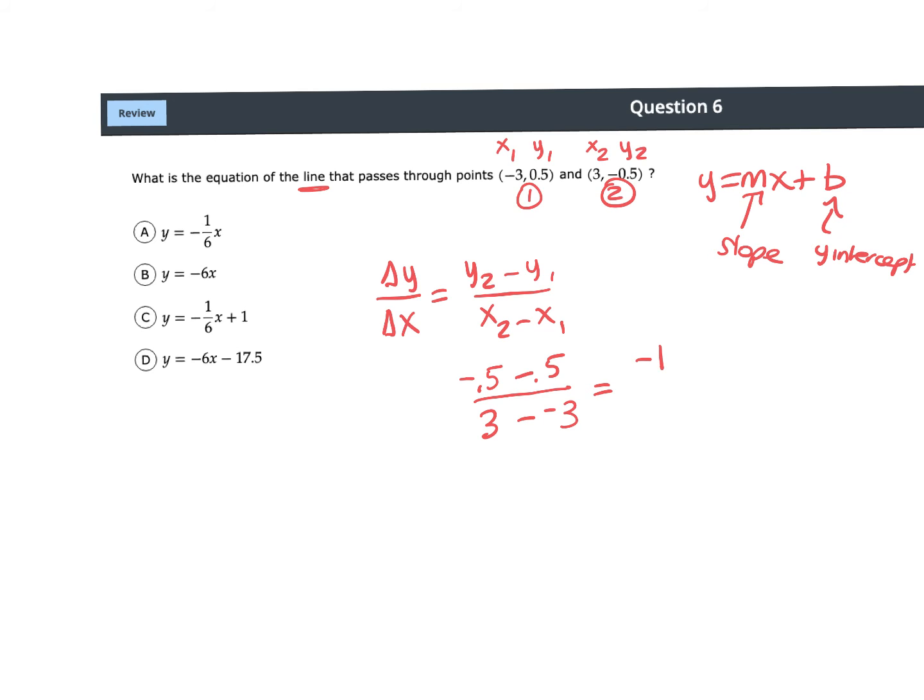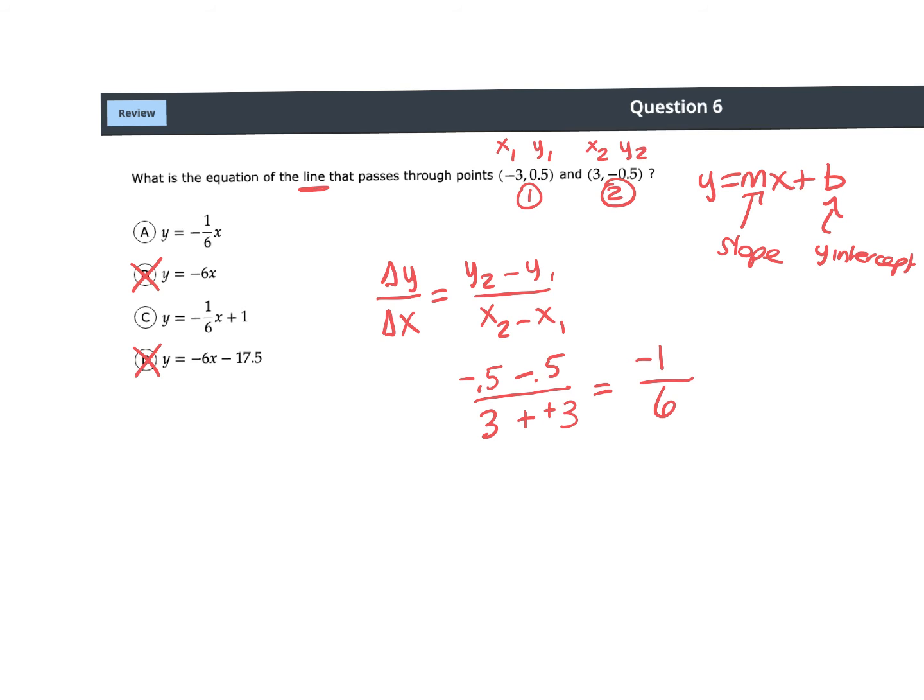Remember, you may use a calculator if you need to. And then 3 minus a negative 3, again, you may use a calculator, but minus a negative is the same as plus a positive. So this would be 6. So your slope is negative 1/6. That means right now you can rule out choice B and D.